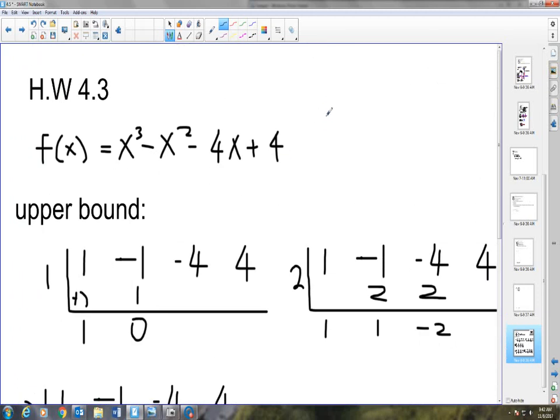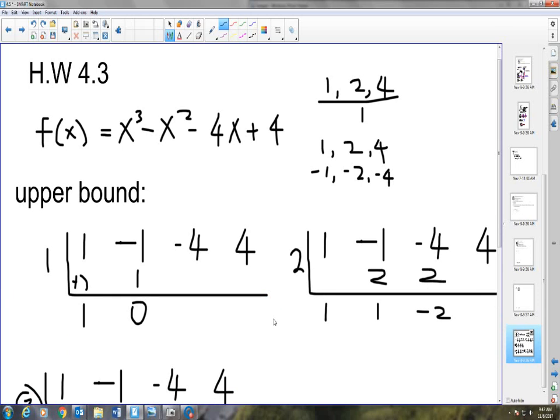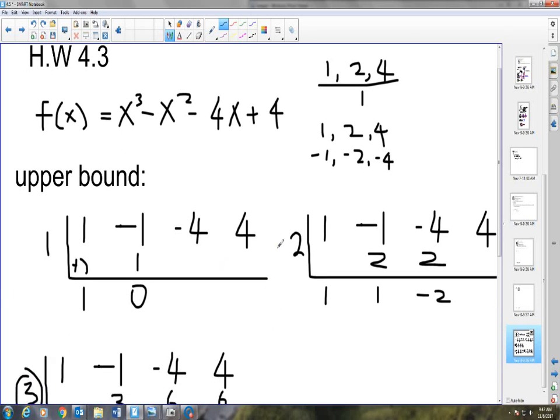Alright, let's go back up here for a moment to the P over Q. The P is 4, so 1 times 4 and 2 times 2. The Q is 1. So when I list out my P over Q, it's going to be 1, 2, 4. I'm also going to have negative 1, negative 2, and negative 4. Without using a graphing calculator as an aid, the purpose of upper bound and lower bound is to eliminate the number of P over Q that I need to try.